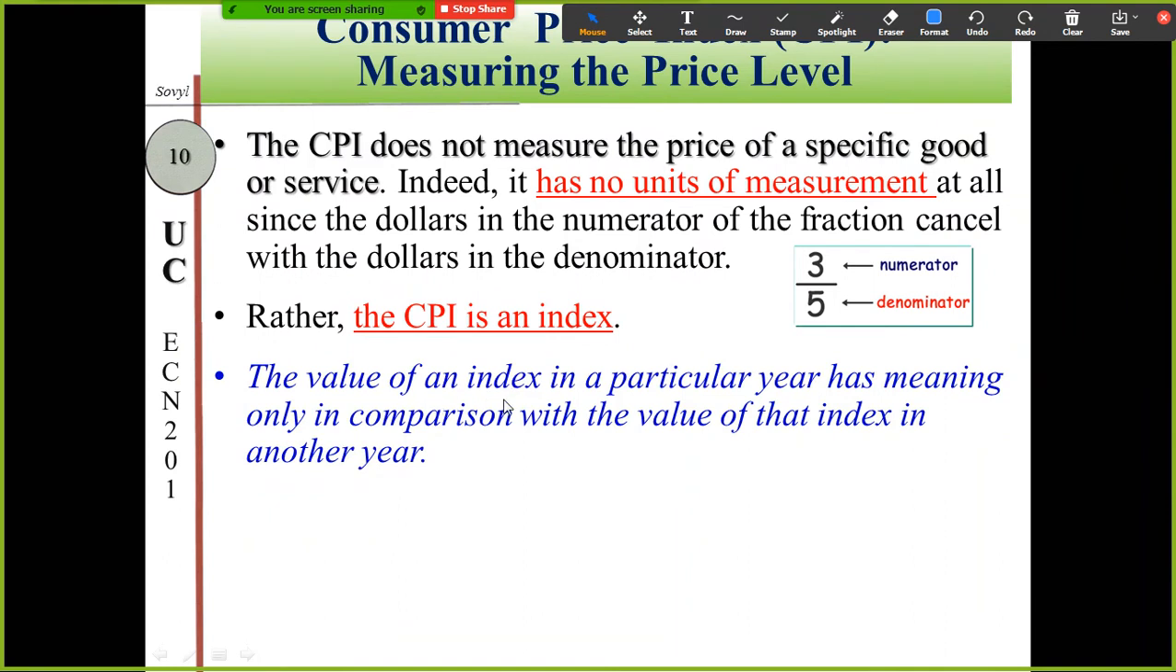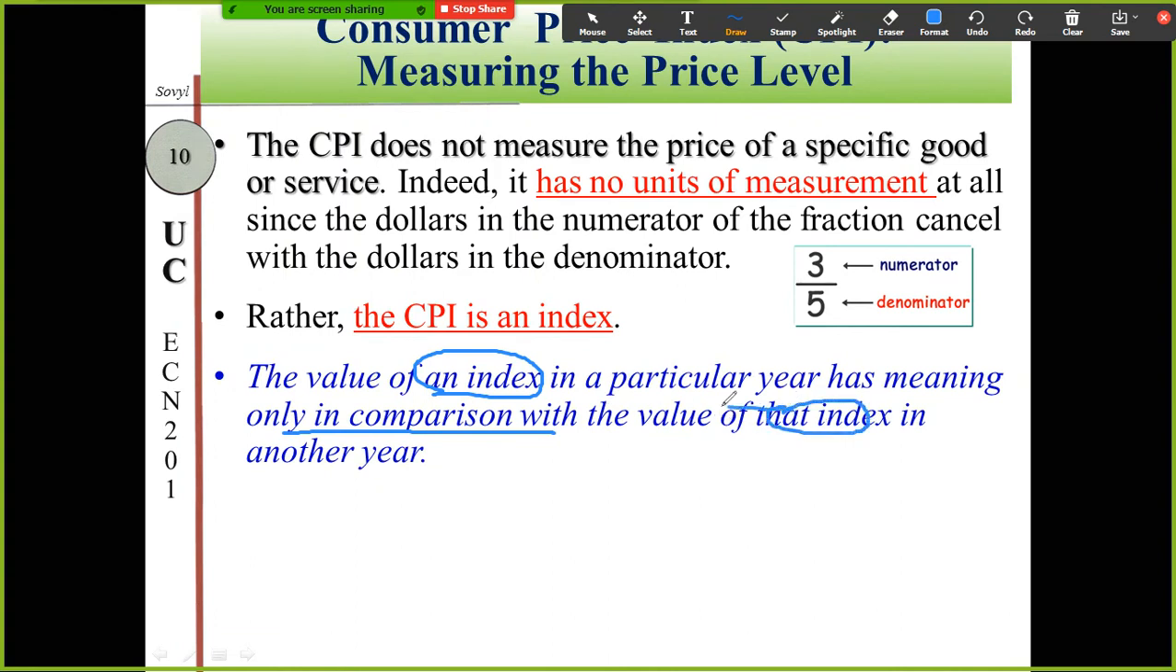The value of an index in a particular year or period has meaning only in comparison with the value of the same index in another period or another year. So an index is a tool that we use in order to compare from year to year, period to period, from month to month, something like this.